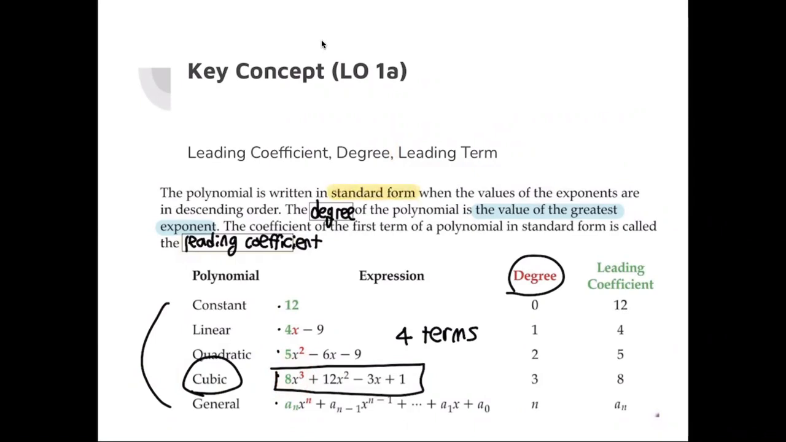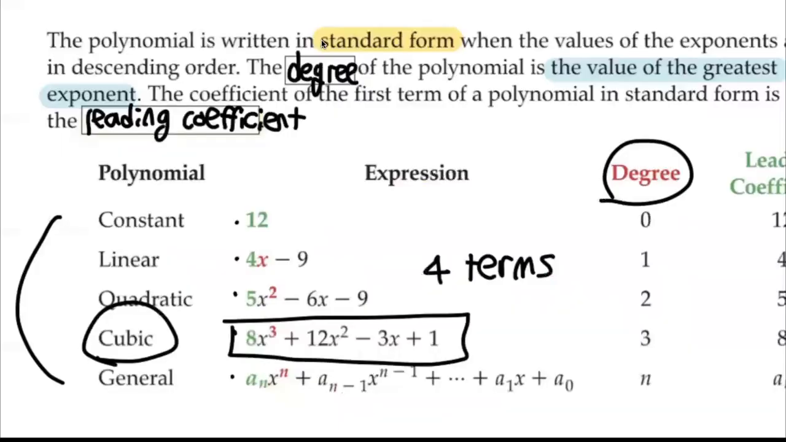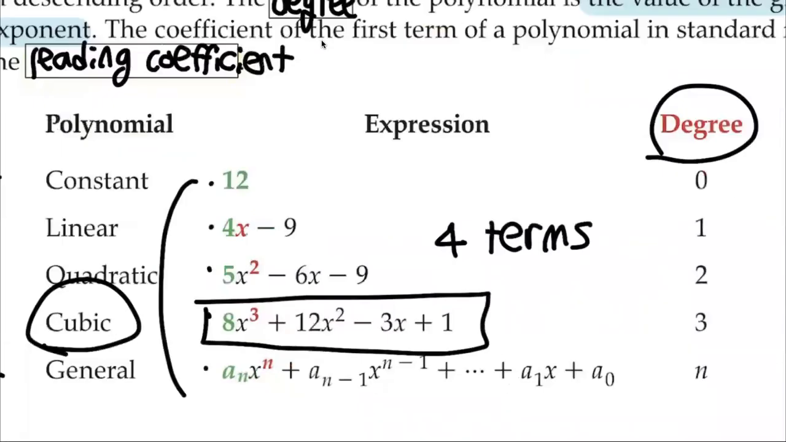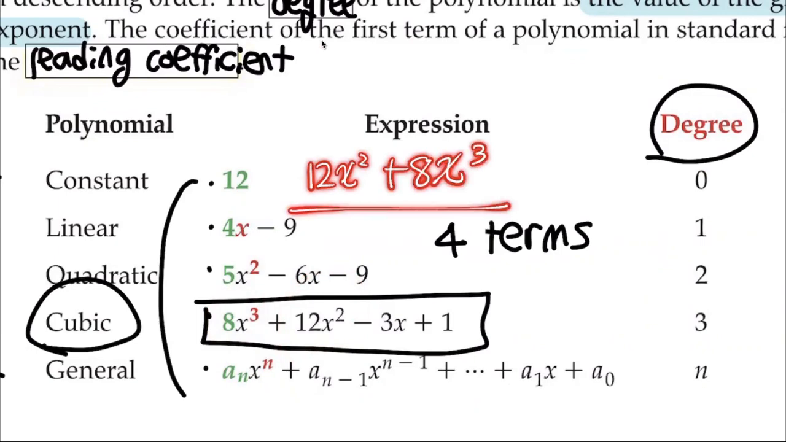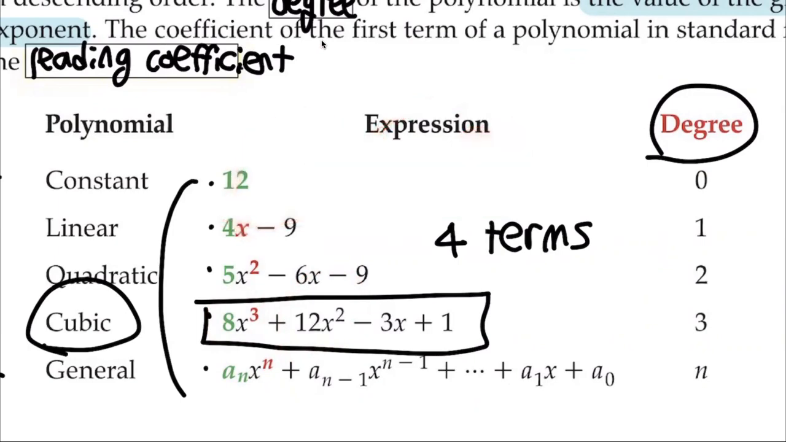What is standard form? Standard form is basically where the first term has the highest exponent, the second term has the second highest exponent. So all these examples are written in standard form. Why? Because the first term has the highest exponent, the second term has the second highest exponent. So if something is written like 12x squared plus 8x to the power of 3, this is not written in standard form. Why? Because the second term has a higher exponent than the first term. Okay, hope that makes sense.